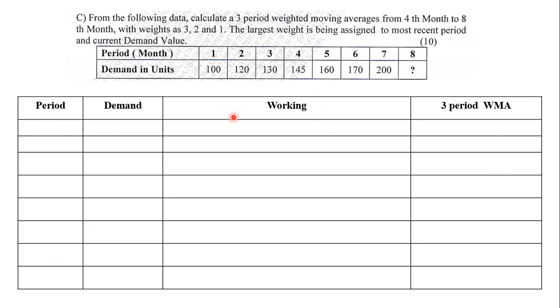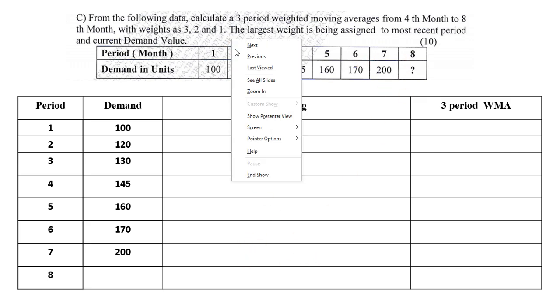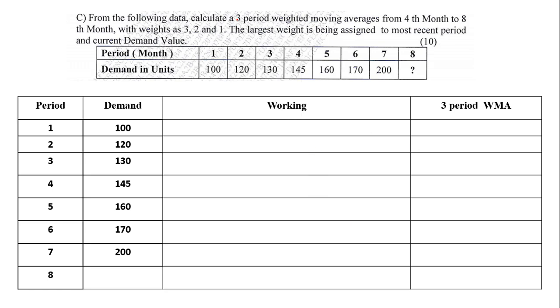Under period, we note down 1 to 8. Under demand, 100, 120, 130, 145, 160, 170 and 200. And for the 8th month we need to find the average. So remember now how to solve this. First step, since it is a 3-period average, the first 3 periods will be nil.